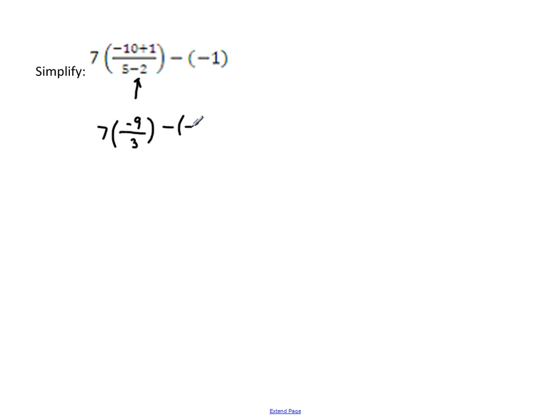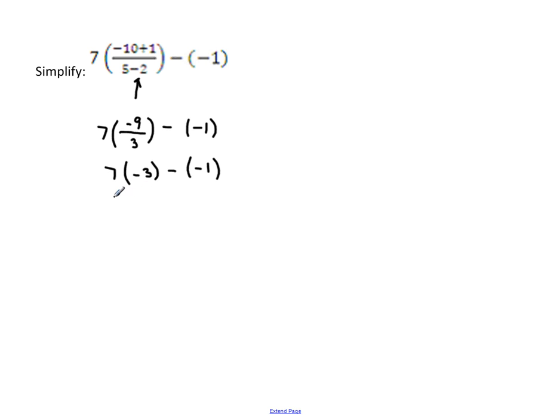We're subtracting negative 1 right here. But we haven't done anything with that parenthesis yet. Now we divide inside this parenthesis. One more calculation shows us that we're going to take 7 times negative 9 divided by 3. That divides evenly as negative 3, minus negative 1.